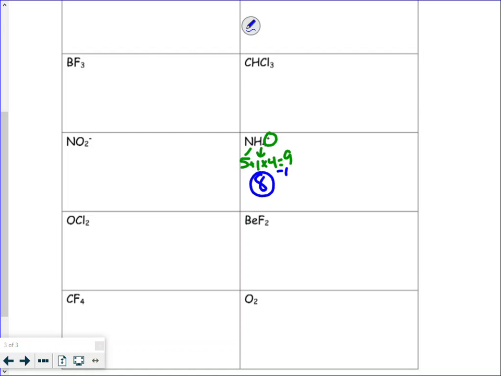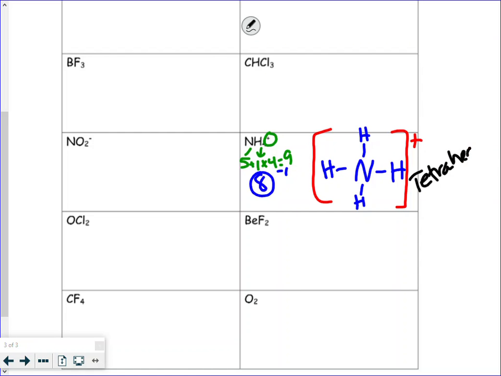Which one's going to go in the center? N, okay? And then we attach our ligands. There's 4 of the H's, and since this one is polyatomic with the charge, what do I need to put around it? Brackets and the plus outside. Now, looking at it, I have a central atom with 4 things attached, no lone pairs. What shape are we? Tetrahedral. Very good. This is a tetrahedral shape.